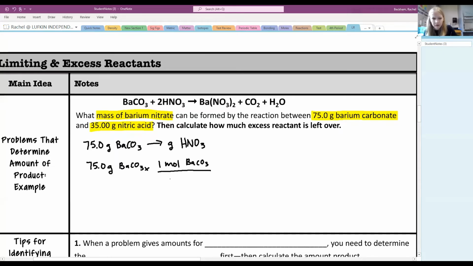So first off, we're going to divide by the molar mass of barium carbonate. You've gotten about 197 grams per mole. Then we're going to get over to moles of B using our mole map. And our B is HNO3, and our A is barium carbonate.